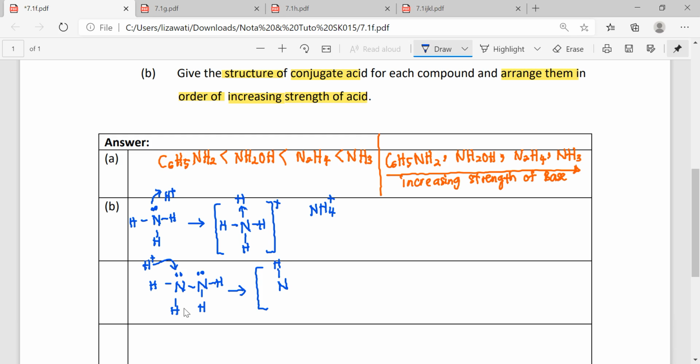To differentiate, you have to use an arrow pointing from the donor to the acceptor. Since it accepts a proton, the charge here becomes positive. And you can write the formula N2H5 plus, so there are 5 hydrogens and the charge here is plus.